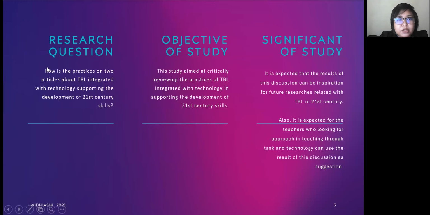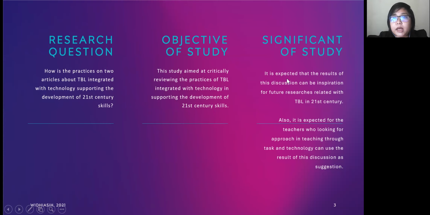Okay, this is the research question that has been formulated by the researcher. The one and only is: how are the practices of 2 articles about TBL integrated with technology supporting the development of 21st century skills? And the objective of this study is critically reviewing the practice of TBL integrated with technology in supporting the development of 21st century skills.